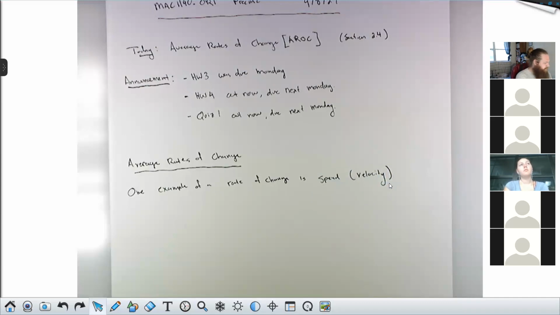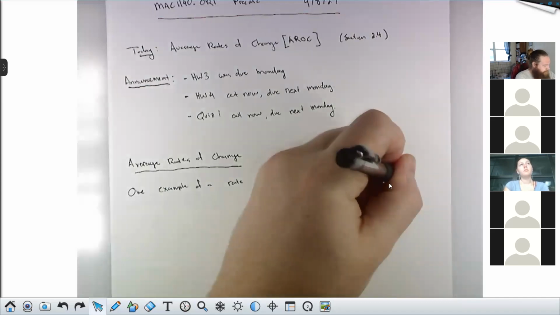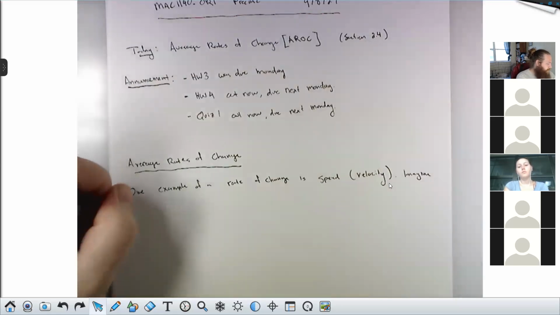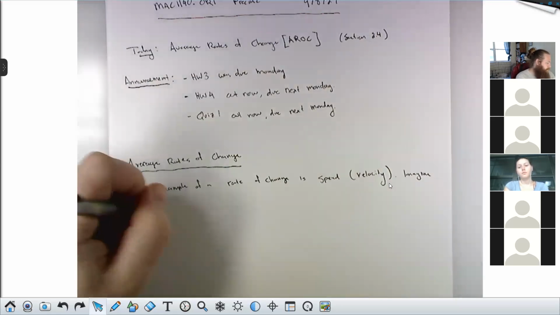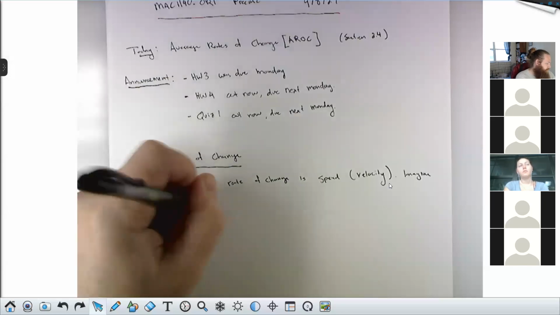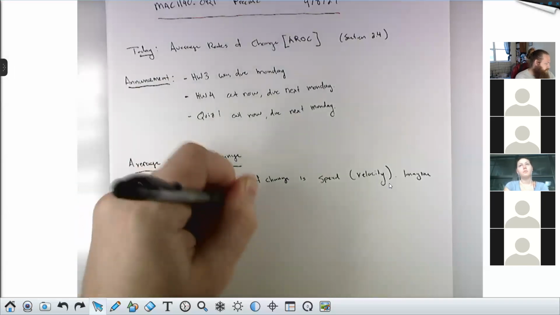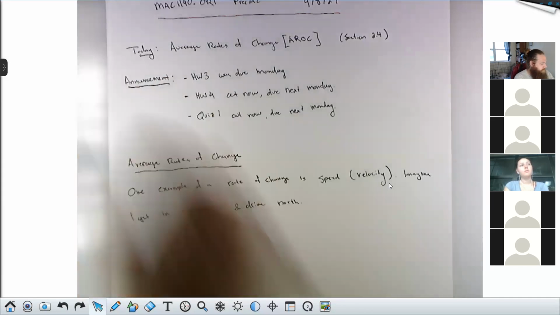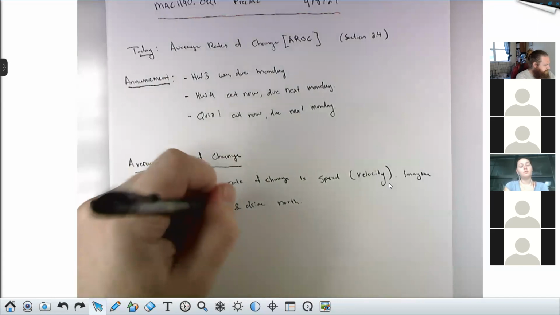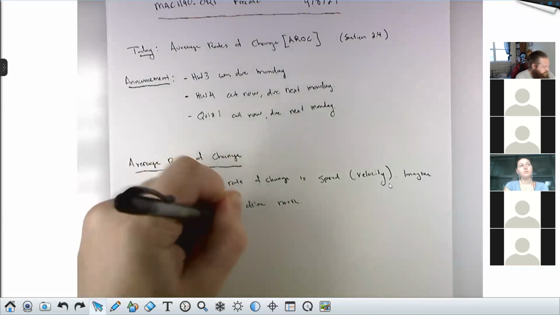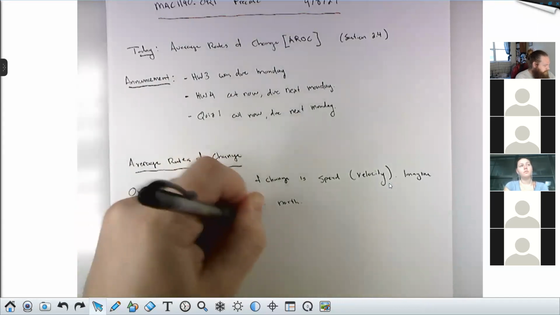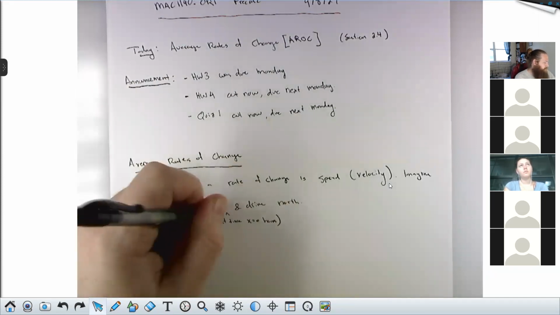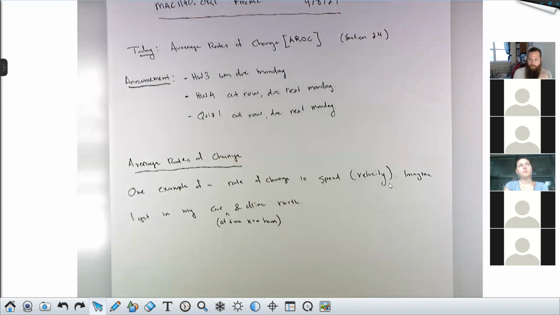So one example we've seen is speed. Imagine I get in my car and drive north. All right, that's it. Get in my car. Let's say at time x equals 0 hours. All right, so I'm like starting the clock the moment I get in the car.